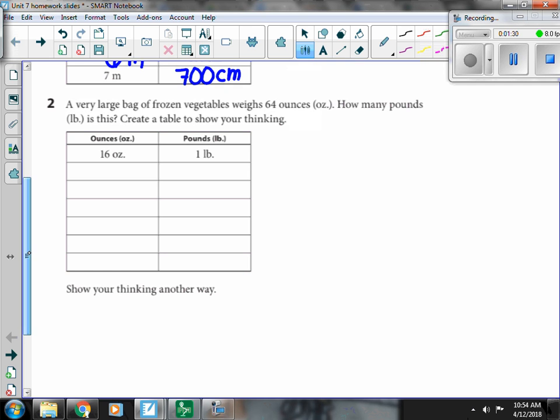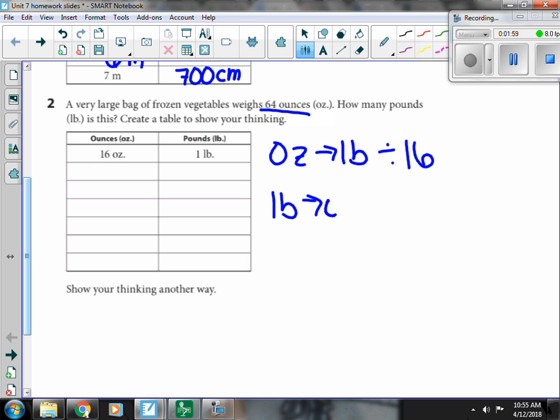Number 2. So it's a very large bag of frozen vegetables weighs 64 ounces. How many pounds is this? So I'm using the table to help me figure out how many pounds is 64 ounces. And I know that 1 pound is 16 ounces. So we go from ounces to pounds, I need to divide by 16. Now to go from pounds to ounces, I'm going to multiply by 16.